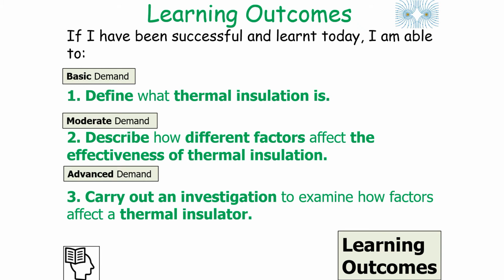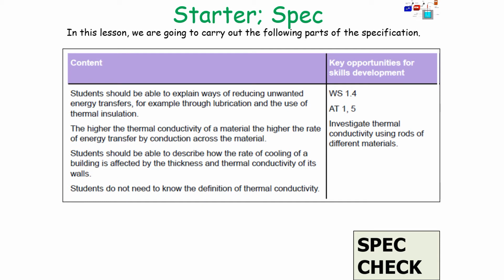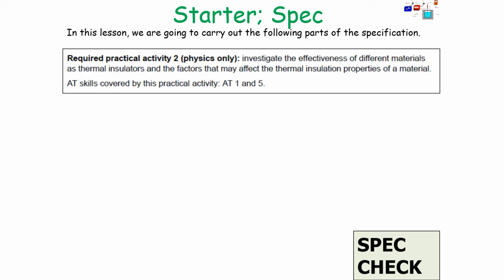If we're successful in today's lesson, we should be able to define what thermal insulation is, describe how different factors affect the effectiveness of thermal insulation, and carry out an investigation to examine how those factors affect a thermal insulator. This links into the GCSE Separate Science and Combined Science topic of energy transfers in a system, and finally required practical activity 2, investigating the effectiveness of different materials as thermal insulators and the factors that may affect the thermal insulation properties of a material.